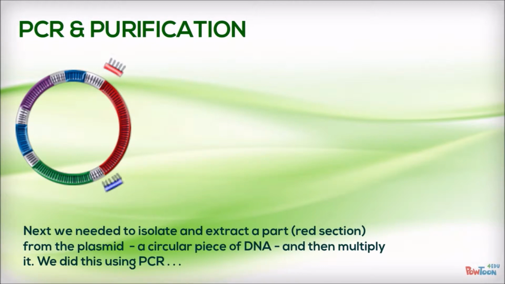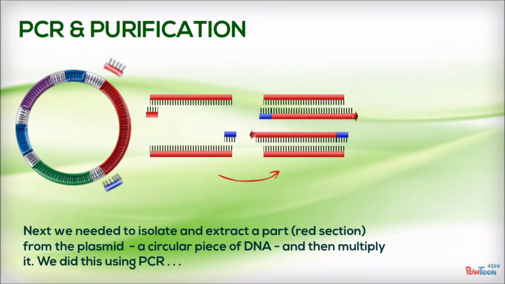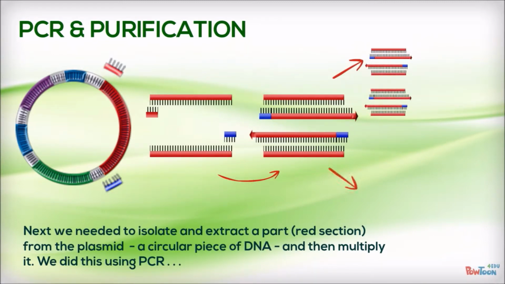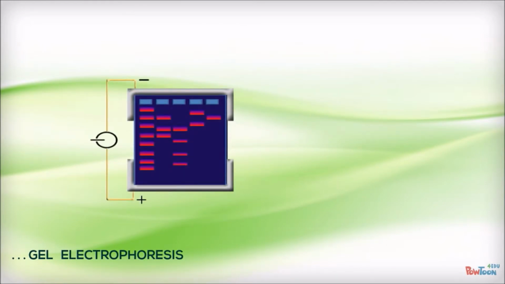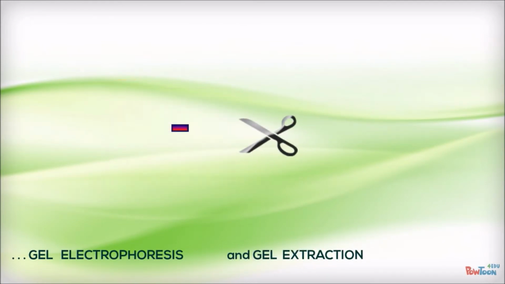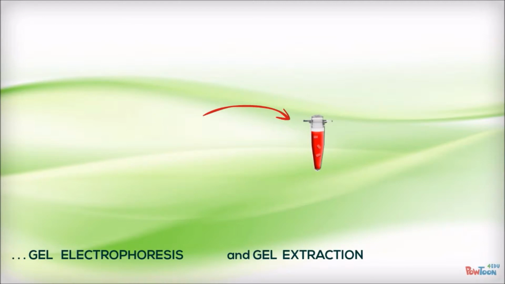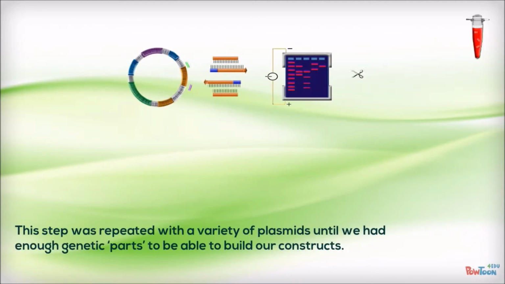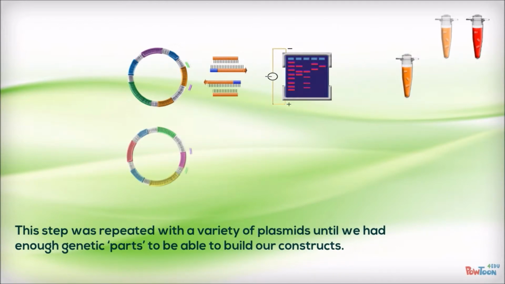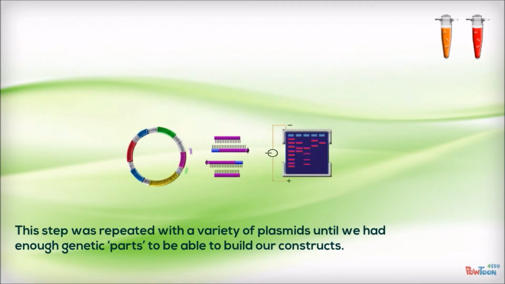PCR and purification. Next, we need to isolate and extract a part from the plasmid, a circular piece of DNA, and then multiply it. We did this using PCR, gel electrophoresis, and gel extraction. This step was repeated with a variety of plasmids until we had enough genetic parts to be able to build our constructs.